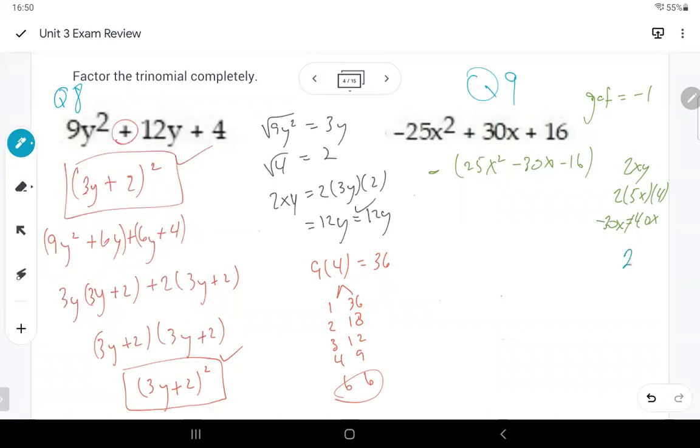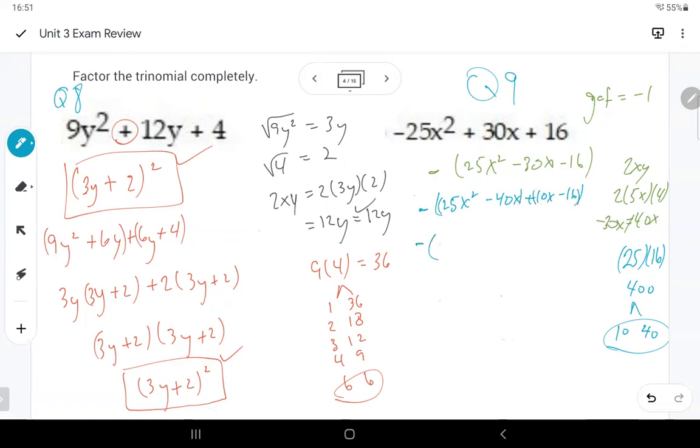So we're going to take 25 times 16. And that's 400. We need factors of 400 that will give us a difference of 30. I'm just going to tell you that that's 10 and 40. So we'll do 25x squared minus 40x plus 10x minus 16. We're going to factor by grouping.